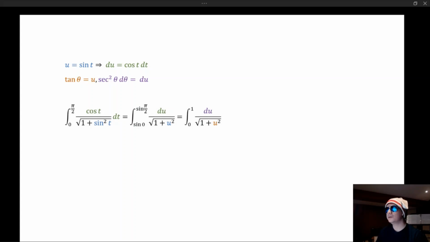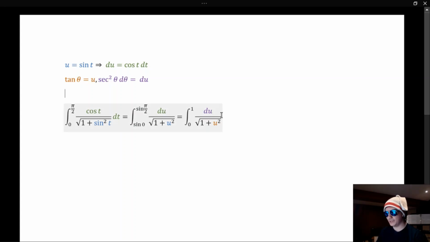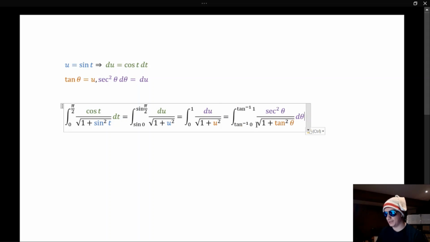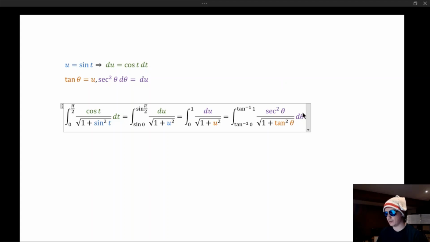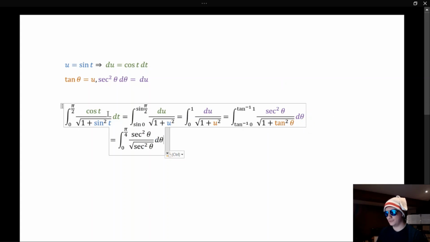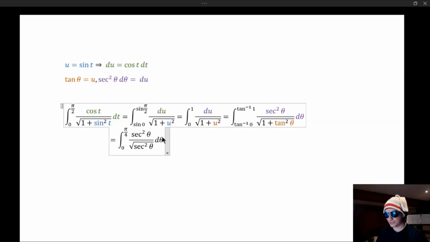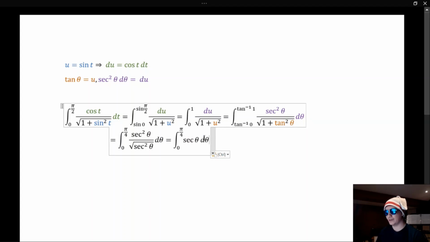Okay, so we have the integral of sec squared theta divided by square root of 1 plus tan squared theta d theta from tan inverse of 0 to tan inverse of 1. Those bounds are going to change to 0 and pi over 4, and the expression within the integral becomes sec squared theta divided by square root of sec squared theta, which is just sec theta in the denominator, and sec squared theta divided by sec theta is sec theta. So we're ready to integrate.